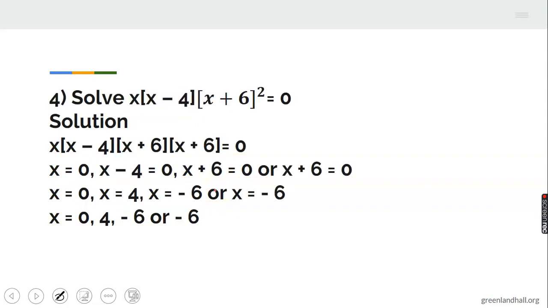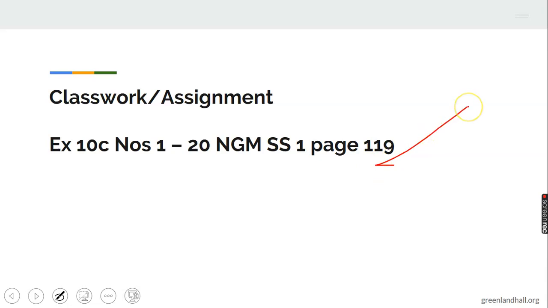This one is not quadratic, it's quartic. Quartic, or you call it a quadratic equation raised to power 4. So it's the same way. See that the first one is 0, x is 0, or x minus 4 is 0, or x plus 6 is 0, or finally x plus 6 is 0. So making x the subject, you have this: x is 0, 4, minus 6, minus 6 as the solution. I'm giving this one to you as a classwork assignment.